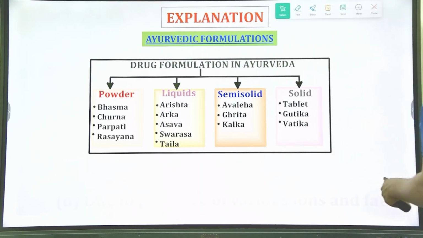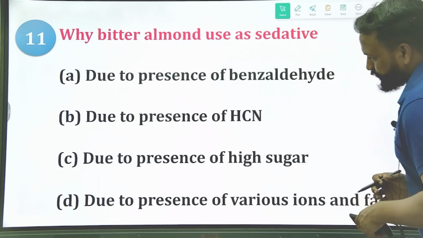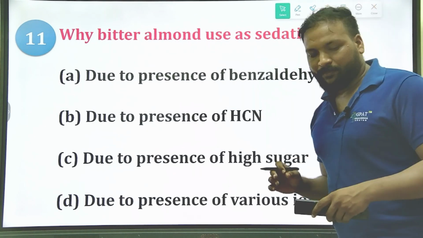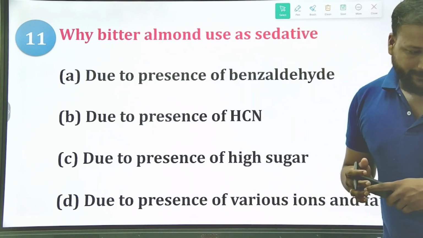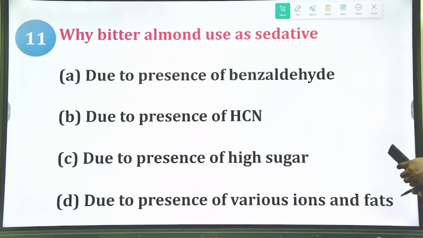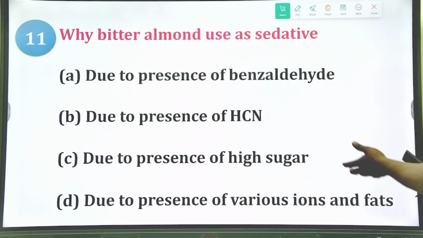Next question of this series. Why is bitter almond used as a sedative? What is the reason behind the sedative property of bitter almond? Option A, due to the presence of benzaldehyde. Option B, due to the presence of hydrocyanate. Option C, due to the presence of high sugar. Option D, due to the presence of various ions and fats.